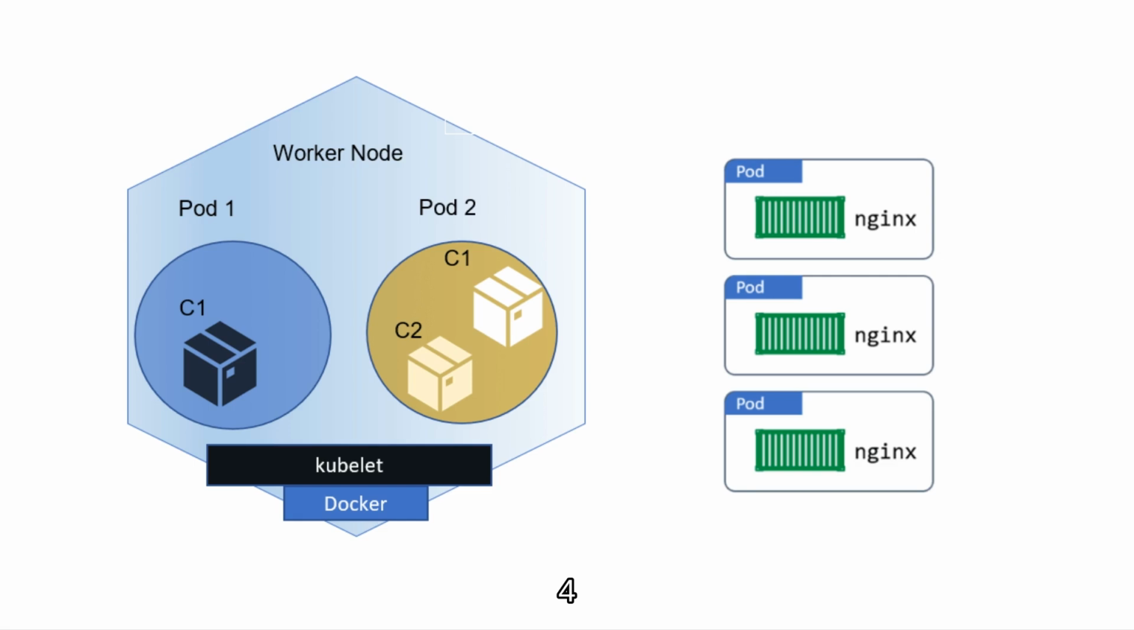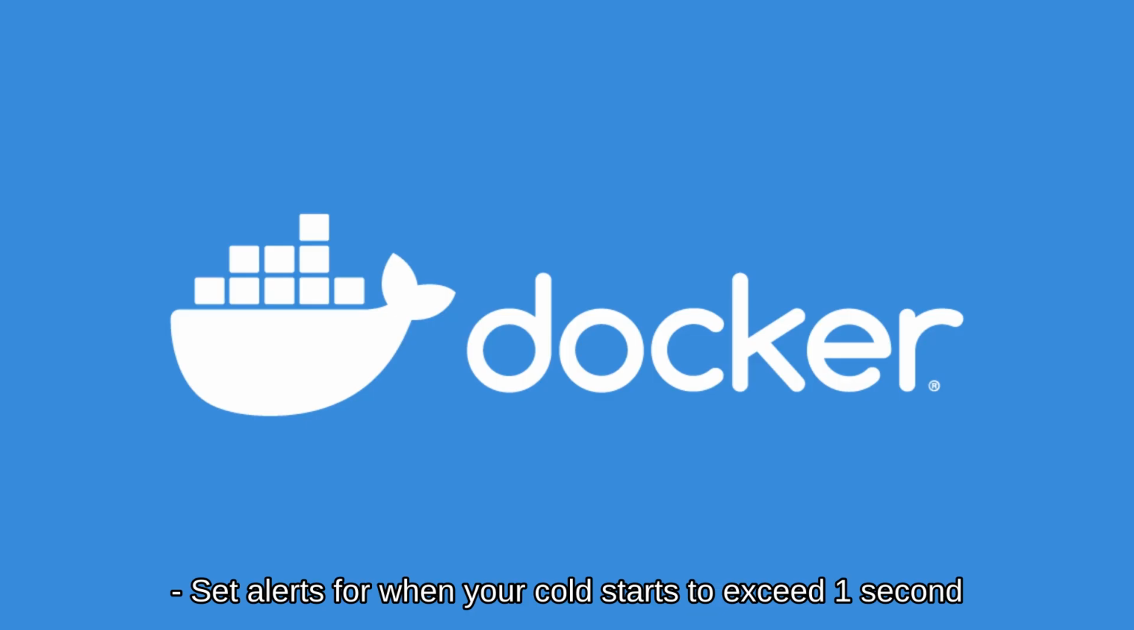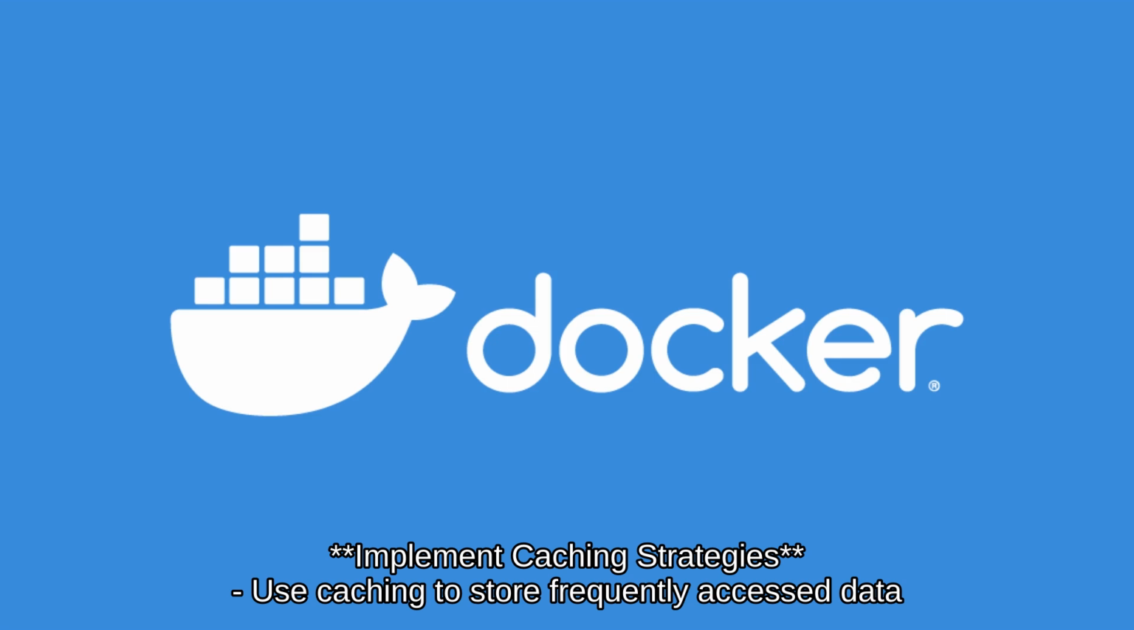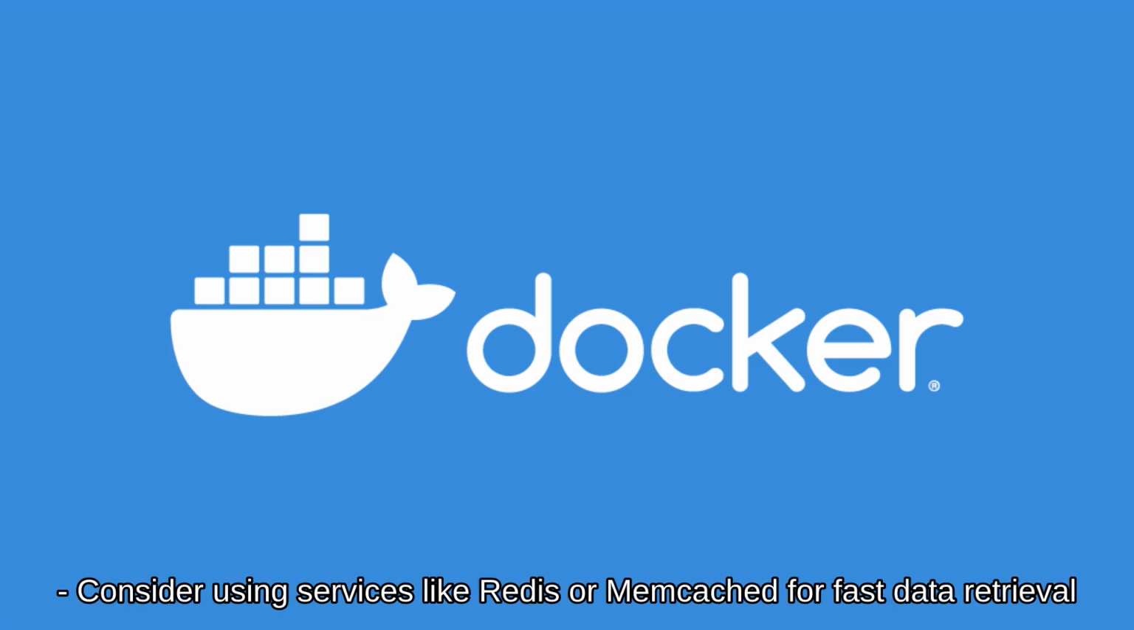4. Monitor performance. Use tools like AWS CloudWatch or Google Stackdriver to monitor cold start performance. Set alerts for when your cold starts exceed 1 second. 5. Implement caching strategies. Use caching to store frequently accessed data. This reduces the workload on your functions. Consider using services like Redis or Memcached for fast data retrieval.